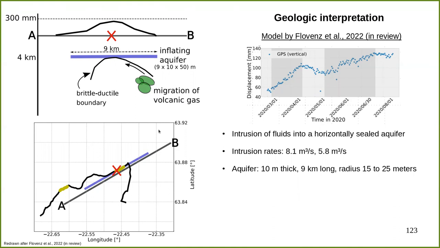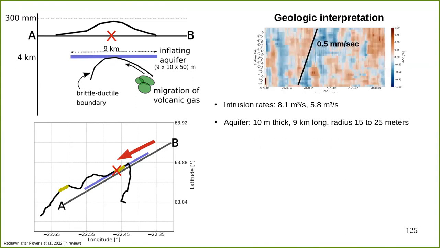In the lower figure, we see the orientation of the profile AB in space relative to our DAS cable. The aquifer, shown in blue, is located beneath the eastern channel section that we chose for our analysis. The red crosses mark the location where the maximum uplift occurred. And here it becomes clear that the volcanic gas intrudes from the northeast to the southwest into the aquifer. The rate at which our velocity changes, let's say propagate, is roughly 0.5 millimeters per second.